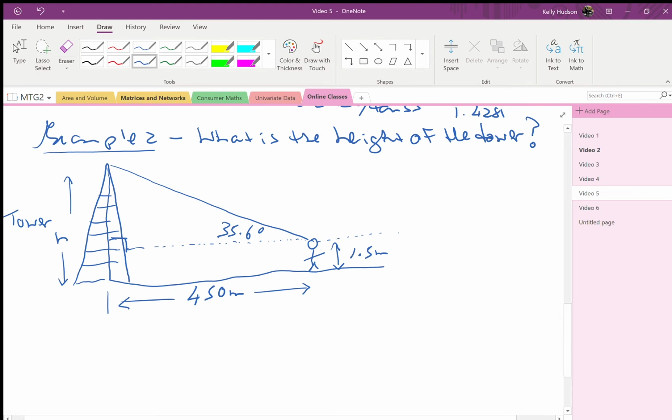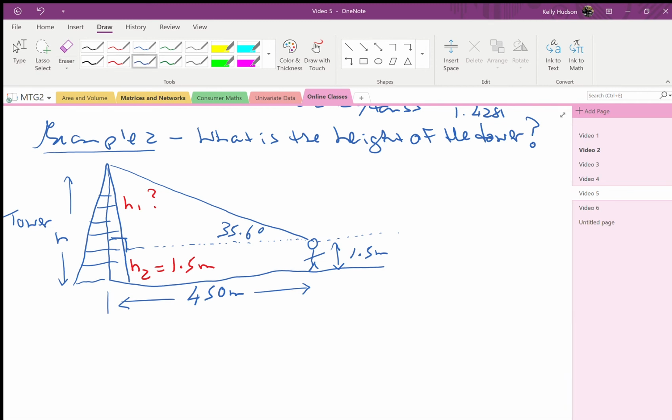So I'm going to split that into two things. I'm going to call this one h1 and h2. Now I know h2 is equal to 1.5 metres, because that's how tall the person is. So what I have to do is to try and find out what h1 is, the height from the eye level, or horizontal, up to the top of the tower.